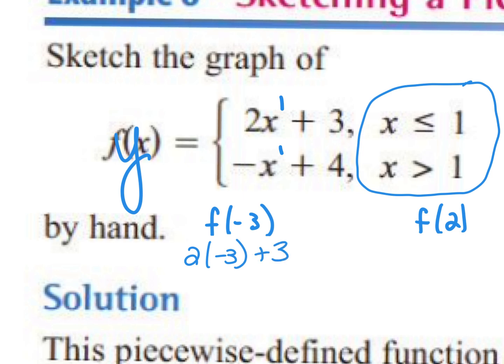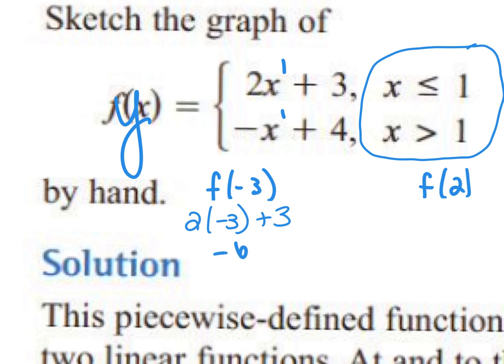So you would say 2 times negative 3, negative 6 plus 3 gives me what? Negative 3. Okay, that's how you would evaluate. So which equation would I use if I'm going to find f of 2? The bottom one, because 2 is greater than 1. So you would say negative 2 plus 4. I come out with the whole number 2.